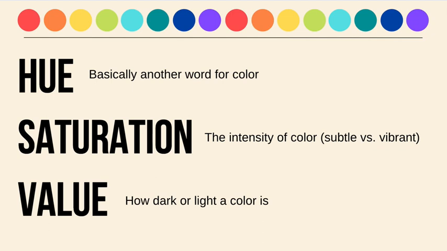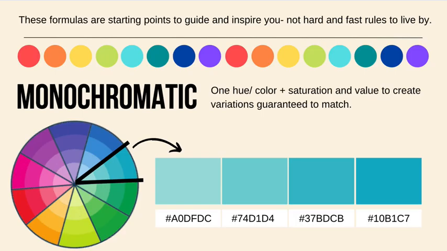So hue just basically means color. Saturation is the intensity of the color, like how subtle or vibrant it is. And the value is how dark or light it is. So those are all important, and we're going to keep those in mind as we move forward.